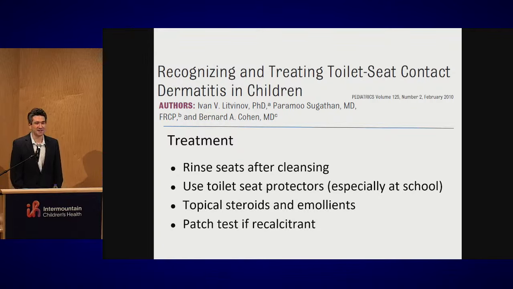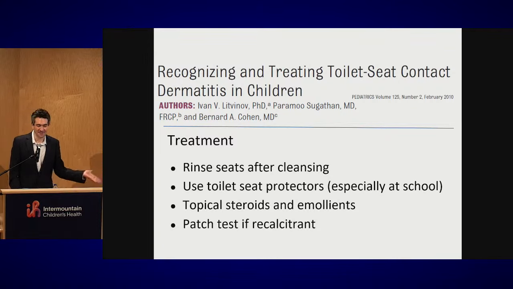So sometimes it can be as simple as just rinsing the toilet seats with water after you clean them. You could use toilet seat protectors. This is one time when I think they actually have some medical advantages, especially if this is a significant problem and at school and in other public places, you can't decide how they clean their toilets. And they also usually use industrial strength acids, I presume, to clean their toilets.